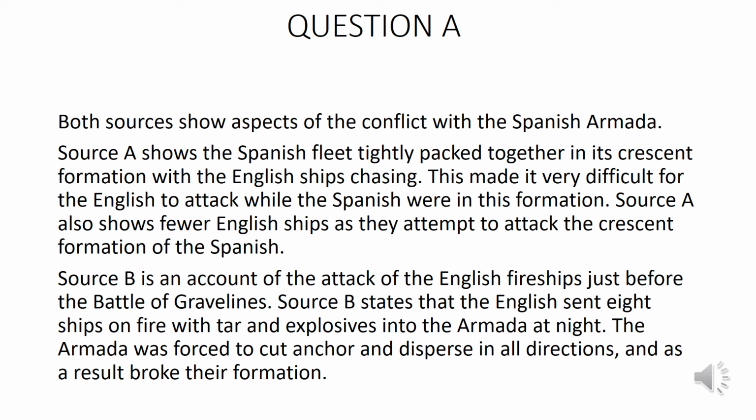Source B is an account of the attack of the English fireships just before the Battle of Gravelines. Source B states that the English sent 8 ships on fire with tar and explosives into the Armada at night. The Armada was forced to cut anchor and disperse in all directions, and as a result broke their formation.